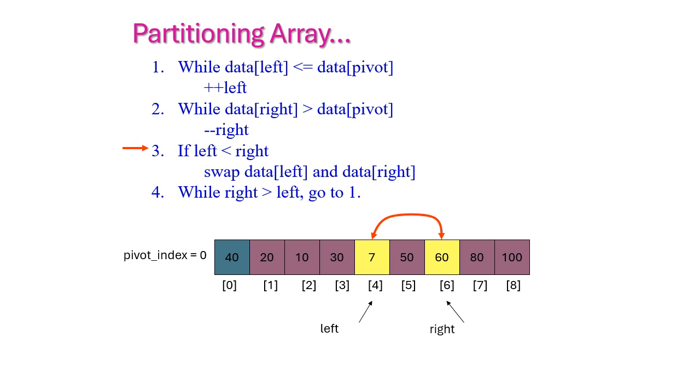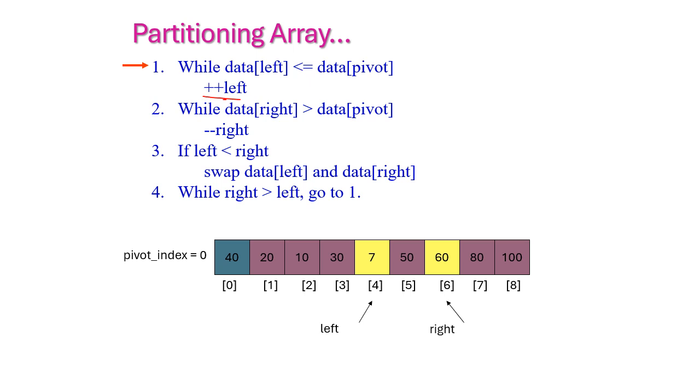See, these two values got exchanged now, right? And now while right is greater than left, then go to step 1. The step will be repeated again. Now we need to check whether the data of left is smaller than 40 or not. If the data is smaller, then left will be incremented.